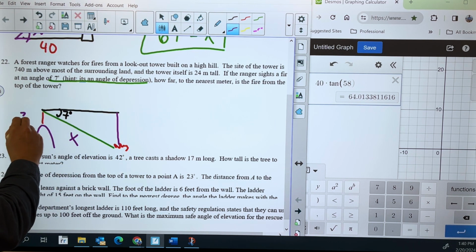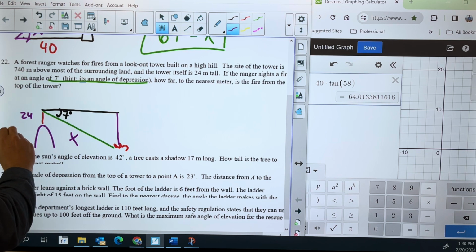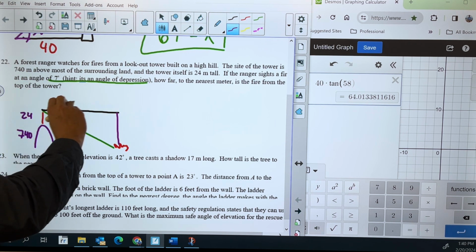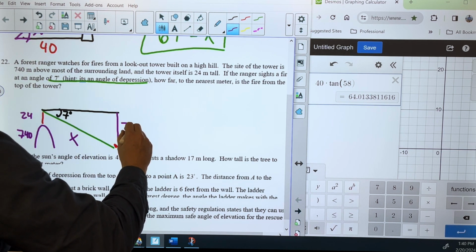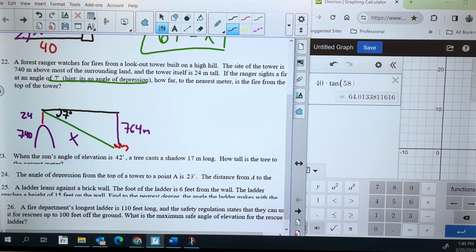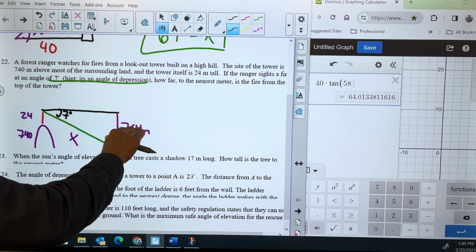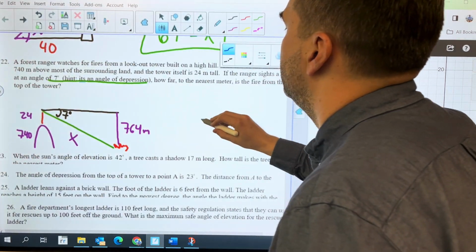Now we need to know how tall he is when he is looking around. The tower is 24. The hill is 740. All of that in meters, good. And so we're going to add those together to get 764 meters for that side. Now that we've got our triangle, we can look at it and set up our ratio, angle, opposite, hypotenuse. So we're looking at a sine function.